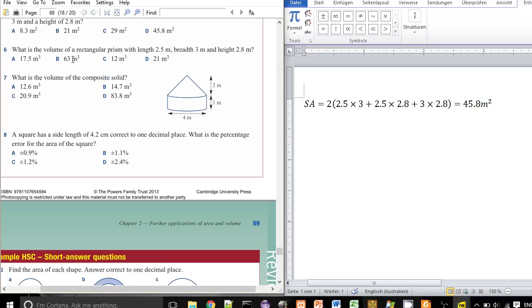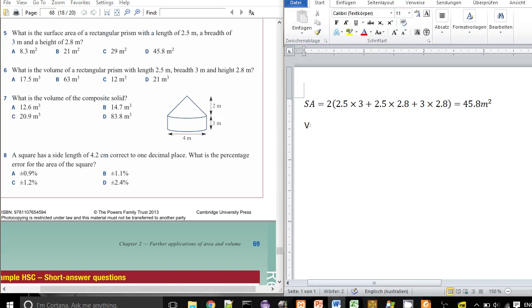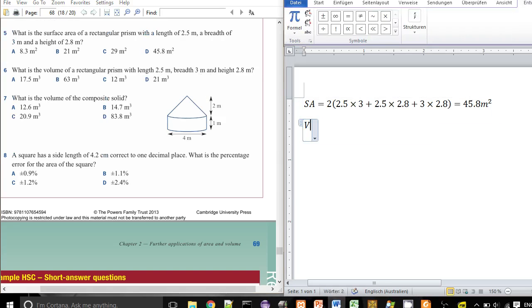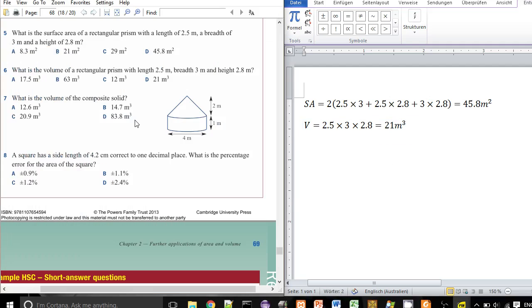Alright, the volume of a rectangular prism. Okay, it's the same question, just the volume, you just times them. So volume equals 2.5 times 3 times 2.8. I'll just use the calculator just to be reliable. So 21 meters cubed. Alright, 21 meters cubed, so D is the answer.